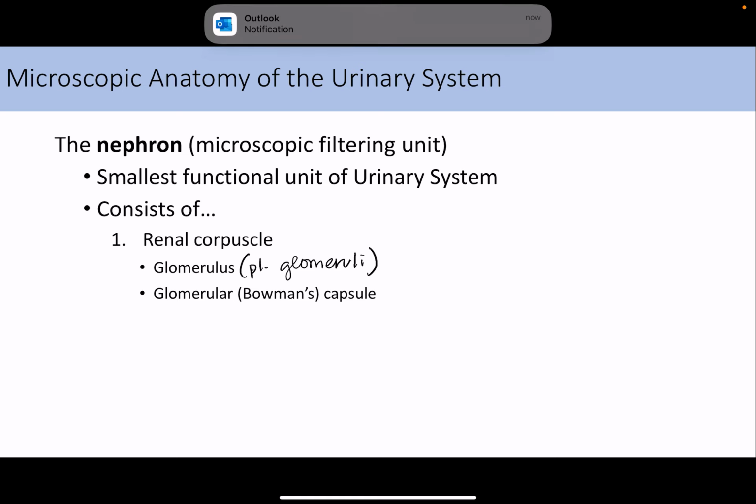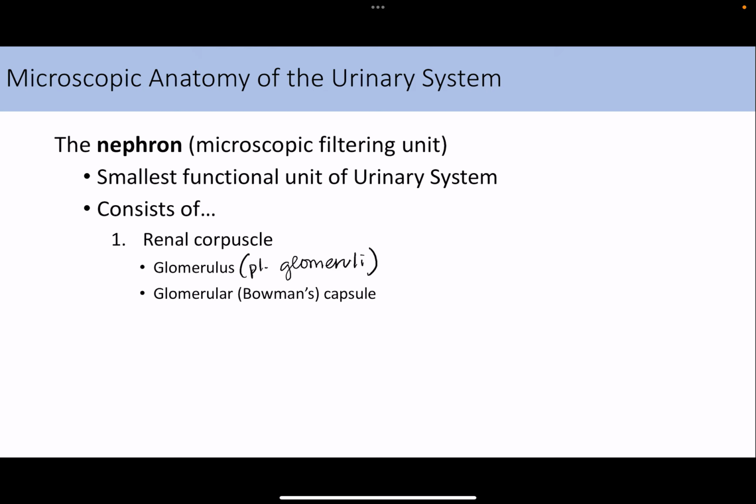So we have the glomerulus and the glomerular capsule, which is sometimes referred to as the Bowman's capsule, and I'm okay with either. But again, we're moving away from naming things after people. And so the glomerulus and the glomerular capsule are all held within the renal corpuscle. This is the site of filtration.